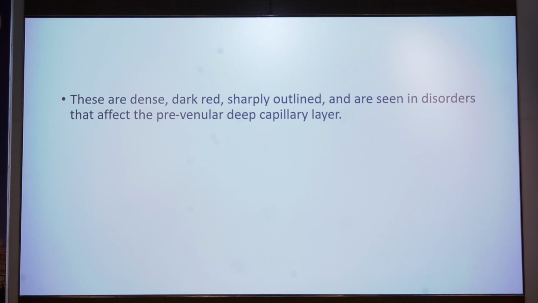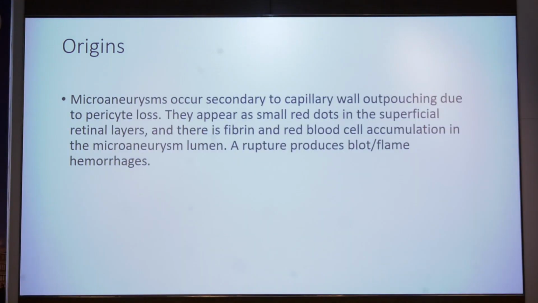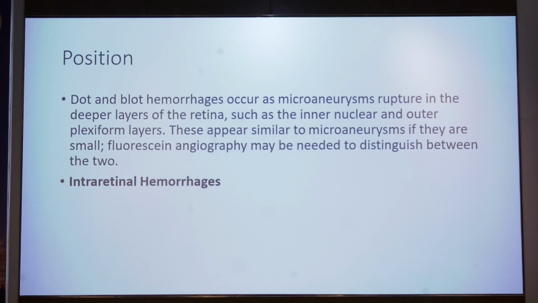These are dense, dark red, sharply outlined, and are seen in disorders that affect the prevenular deep capillary layer. For the origin, microaneurysm occurs secondary to capillary wall outpouching due to pericyte loss, and they appear as small red dots in superficial retinal layers. There's fibrin and red blood cell accumulation in the microaneurysm lumen, and the rupture of that produces a blot or flame hemorrhage.